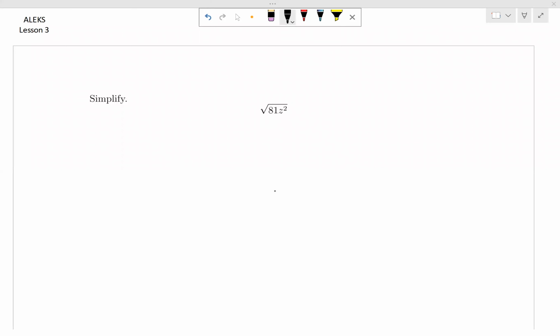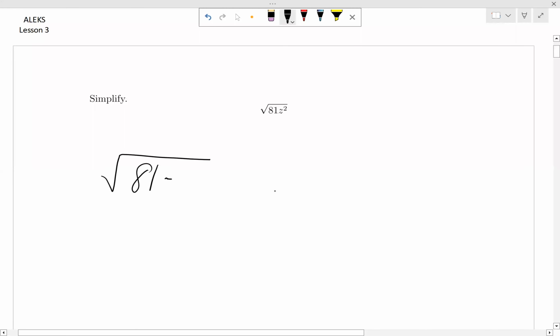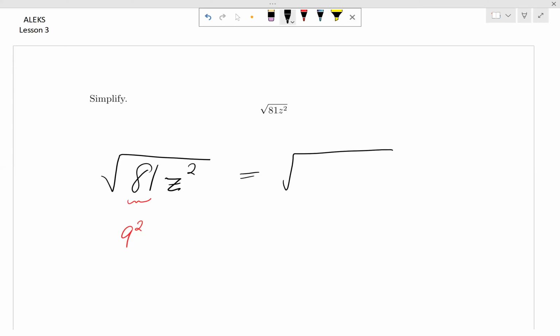Hey, so we've got this problem and it says we're going to simplify this expression right here. The expression says we have the square root of 81 times z squared. All right. So first thing that I notice is that 81 here is 9 squared. Right. So I'm going to go ahead and replace the 81 with 9 squared. So I have the square root of 9 squared times z squared.